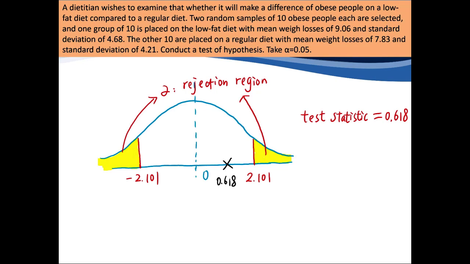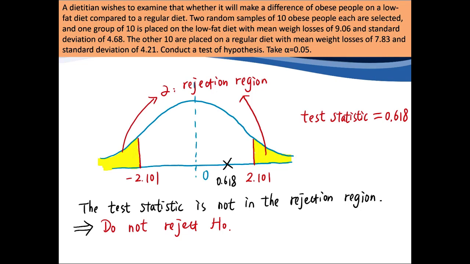So the test statistic is 0.618. Actually, it is outside of the rejection region, not in the rejection region. So our decision is do not reject H0. And next, we will see method 2 using p-value.